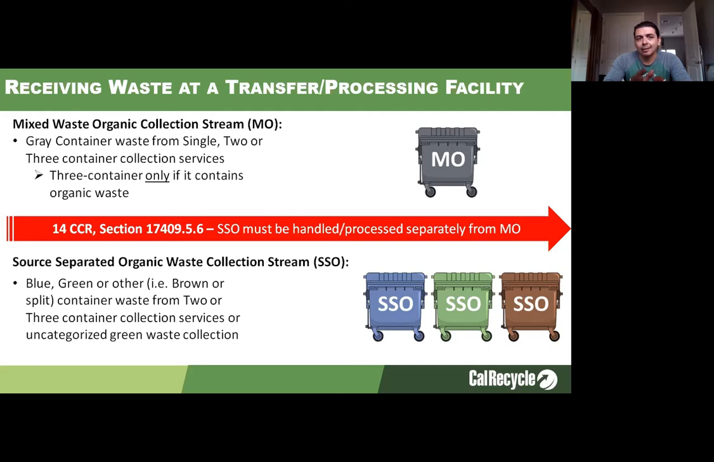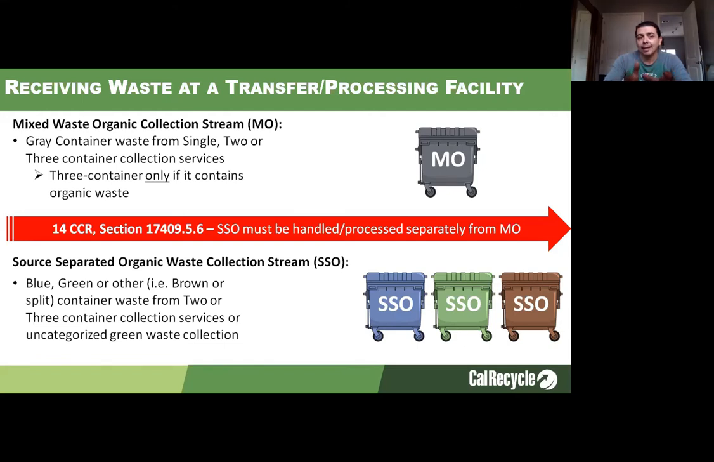What that's going to consist of is gray container waste from a single or 2 container collection service. And this is where we're going to get into the collection requirements a little bit that are also part of SB 1383. So your single and 2 container system, that's going to be gray container waste. That'll be part of the mixed waste stream. And it can also include a 3 container system, where you have your blue, green, and gray, where normally organic waste is prohibited from going in that gray container. But if the jurisdiction allows organic waste to be placed there, then that 3rd container is also part of the mixed waste stream.